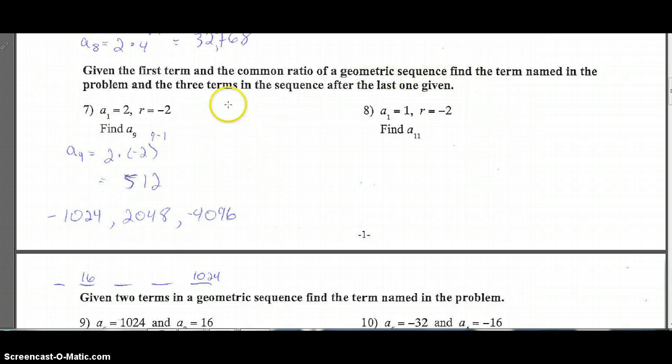It says the first, I might have misread the directions. It said the first 3 terms in the sequence after the last one given. Well, the one given is A sub 1 is 2. So if R is negative 2, then the next terms would be negative 4, 8, negative 16. I thought it was the next 3 terms after 512.